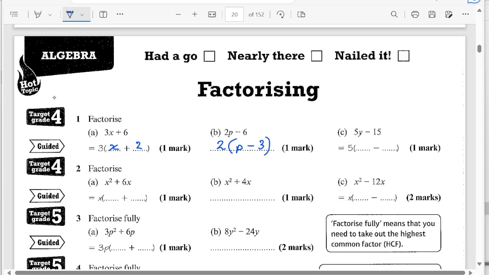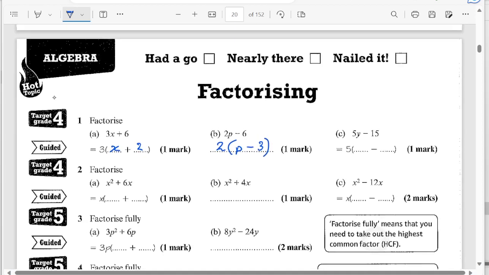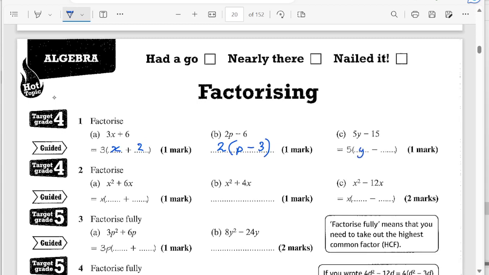And then for this one, already guided, we've already got 5 taken out as a common factor, so we would need to times 5 by y to get 5y. And we need to times 5 by 3 to get 15 with a negative symbol in the middle.